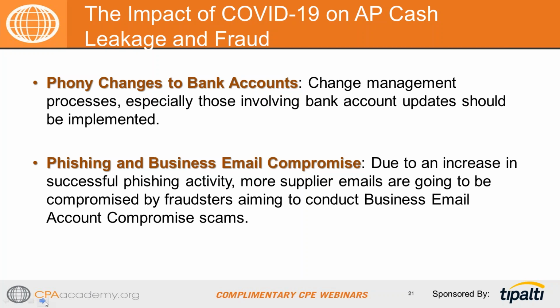All right, the impact of COVID-19 on AP cash leakage and fraud. Phony changes to bank accounts. Well, we were in tough times, and a supplier could change a bank account, but it's not really the supplier. It could be an employee that's changing that bank account. Phishing or business email compromise. And there's an increase in successful phishing activity, and we're seeing more aiming to conduct business email account compromise scams.